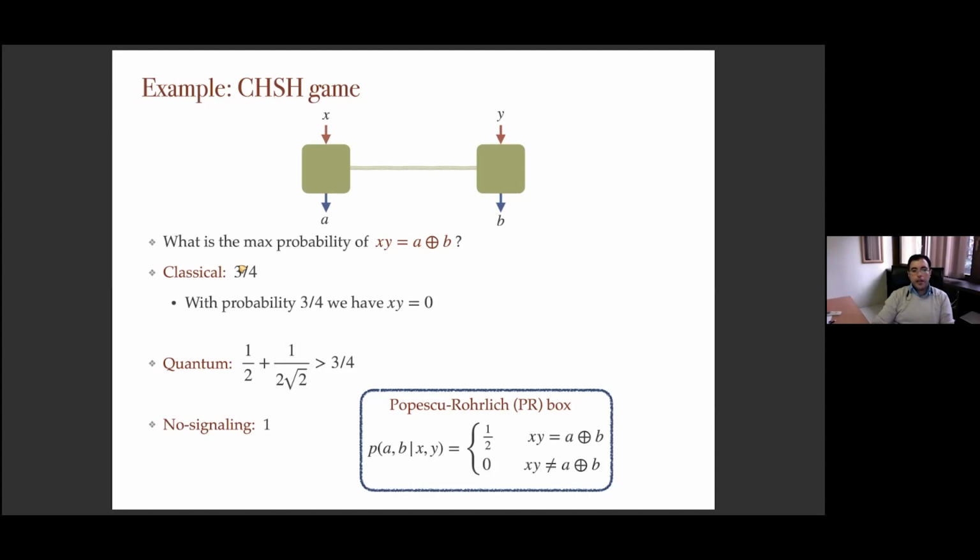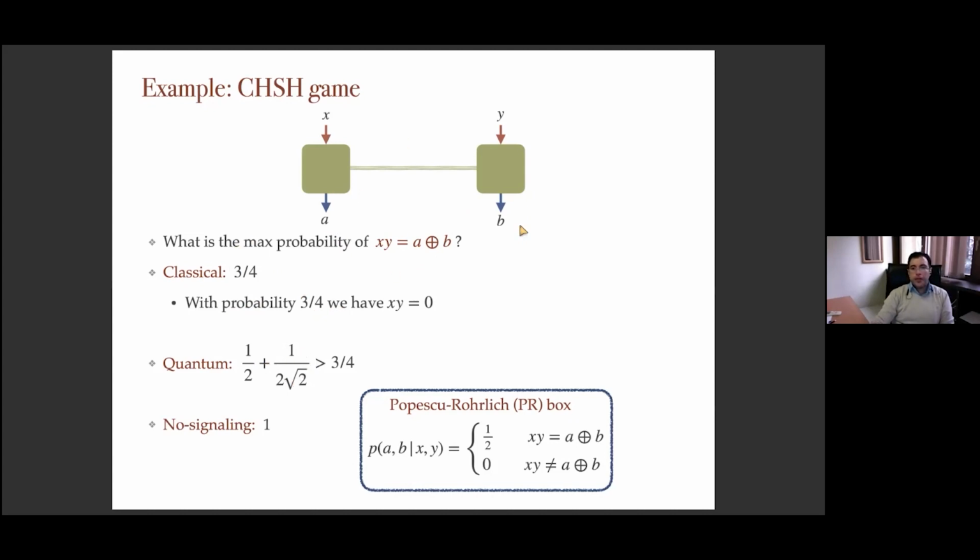So that's why in the classical case, with that easy strategy, Alice and Bob can take this probability to be 3/4. And you can show that this 3/4 is really the maximum. They cannot do better than that. Okay. And in the quantum case, we can do better than that.